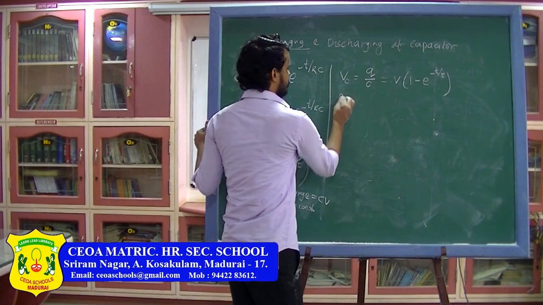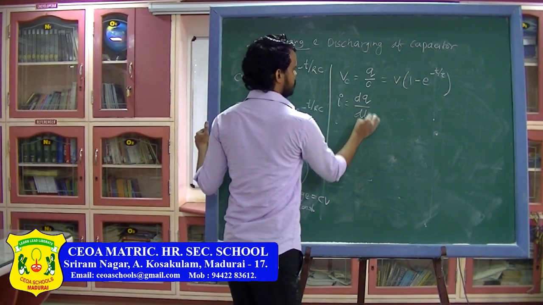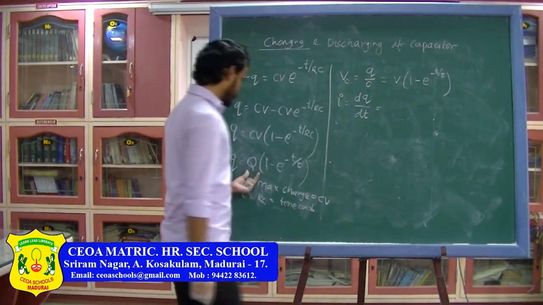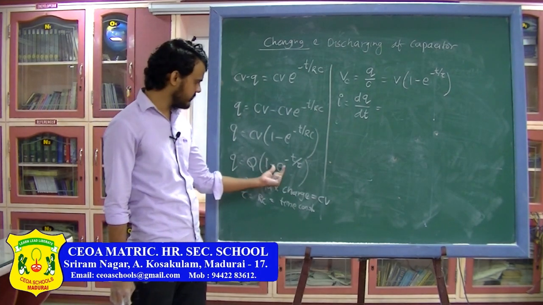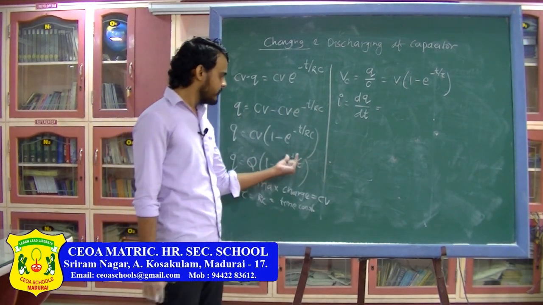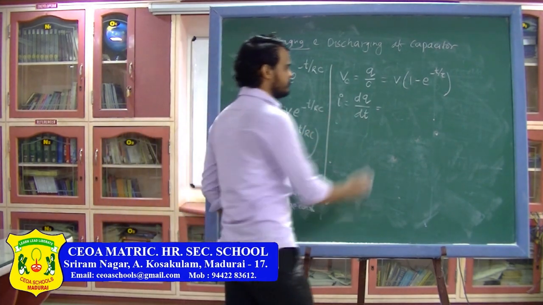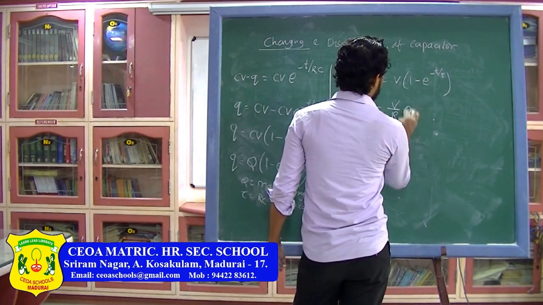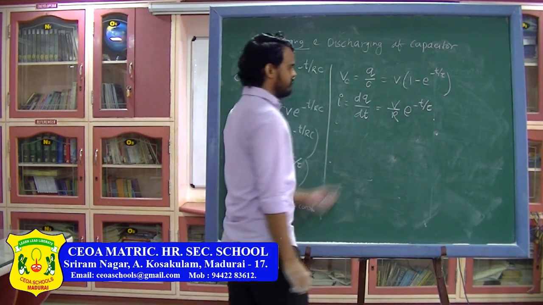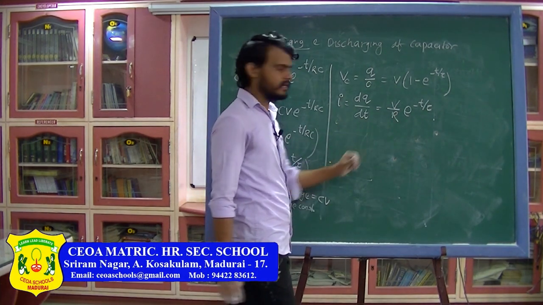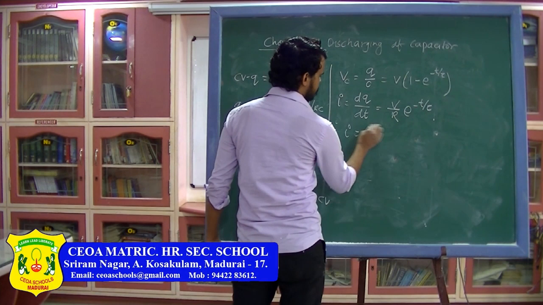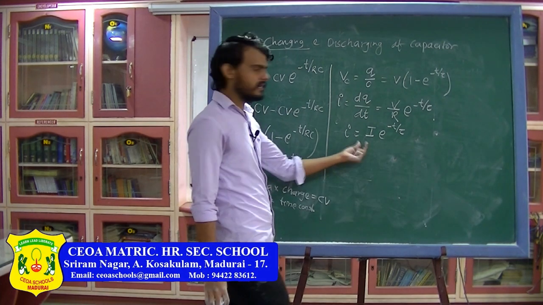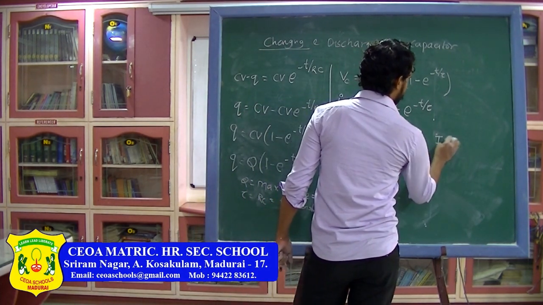Similarly, you can find the current. Current will be dq by dt. Now if you differentiate this function with respect to time, the differentiation of CV will be nothing. So the differentiation of this one will be plus e power minus t by RC. So ultimately this will come out to be V by R e power minus t by tau. Now V by R I can write as the maximum current in the circuit. So I can write this again as I into e power minus t by tau. Here I is the maximum current in the circuit, which is V divided by R.